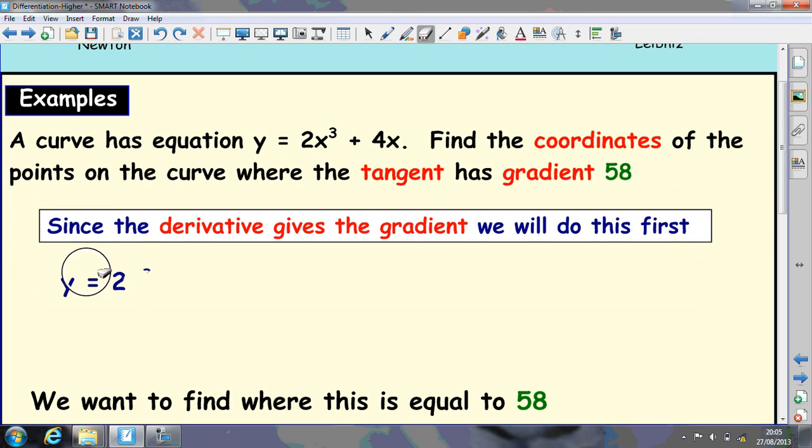So we have our function, which is y equals 2x cubed plus 4x. Multiply down by the 3 to get 6x squared, and subtract 1, plus 4. So that's your derivative, but this here is equal to 58 because we're told up here the tangent has a gradient of 58. That's the difference between this type of question and the one before.